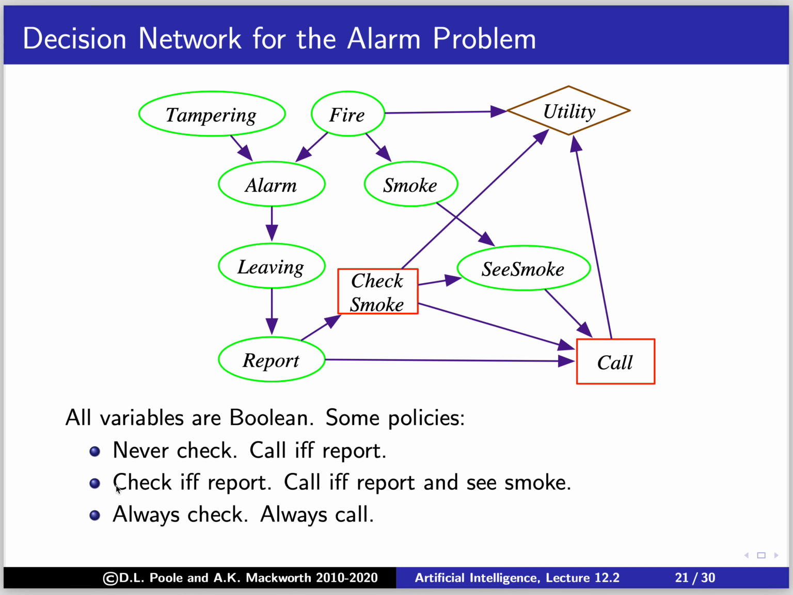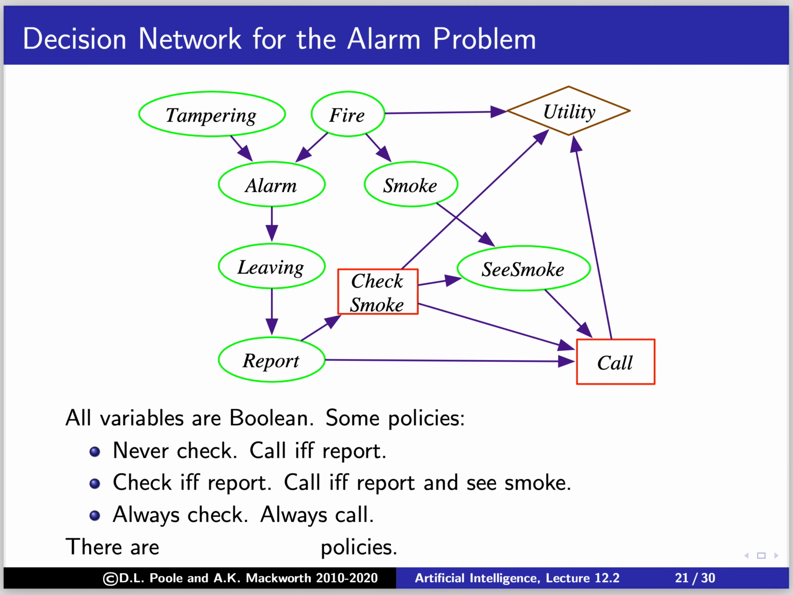Another policy, the second policy, is that we check if there's a report, and if there's no report, we don't check. And now we're going to call if there's a report and we see smoke. This one uses the report to check for smoke, and now we're going to see smoke. Another one is always check and always call.